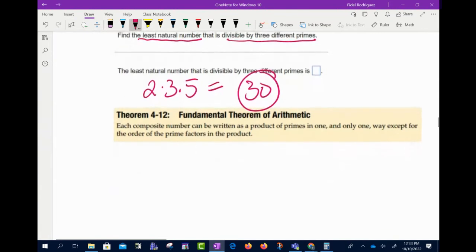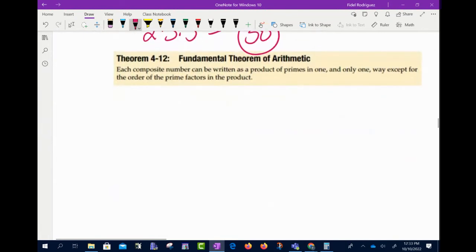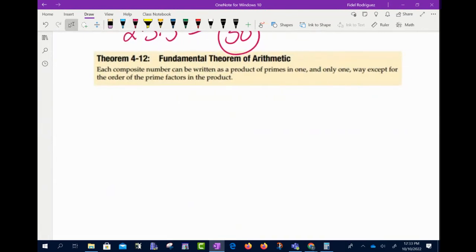All righty. So there's something called the fundamental theorem of arithmetic, y'all, and it says each composite number can be written as a product of primes in one and only one way, except for the order of the prime factors in the product. Okay, so let me just give you an example of what they're talking about here.